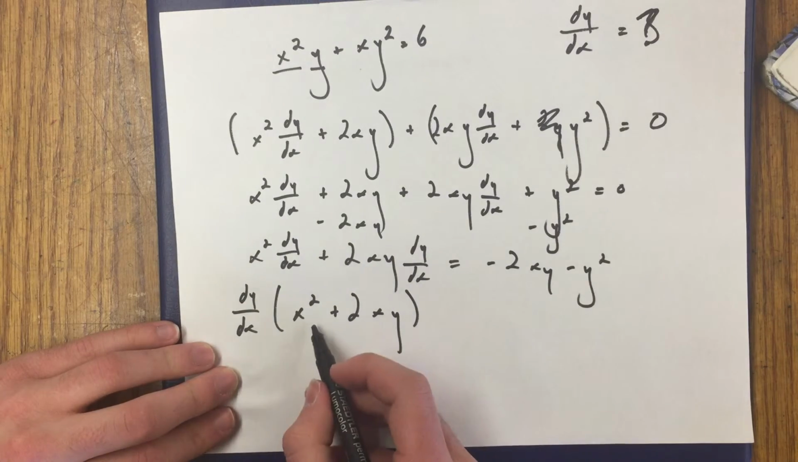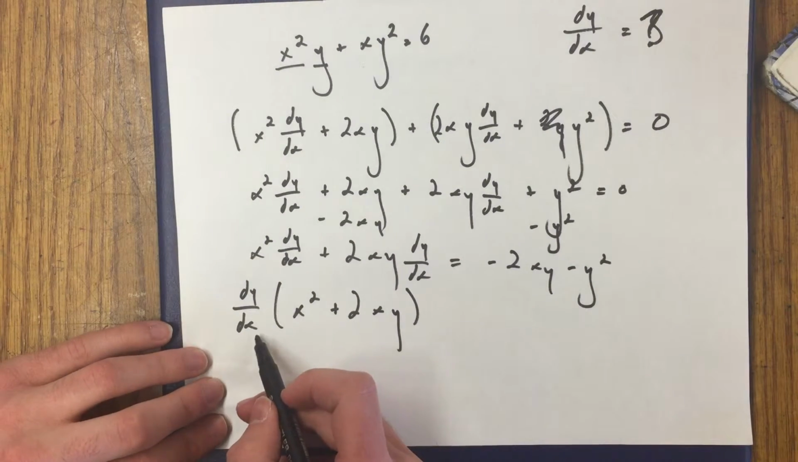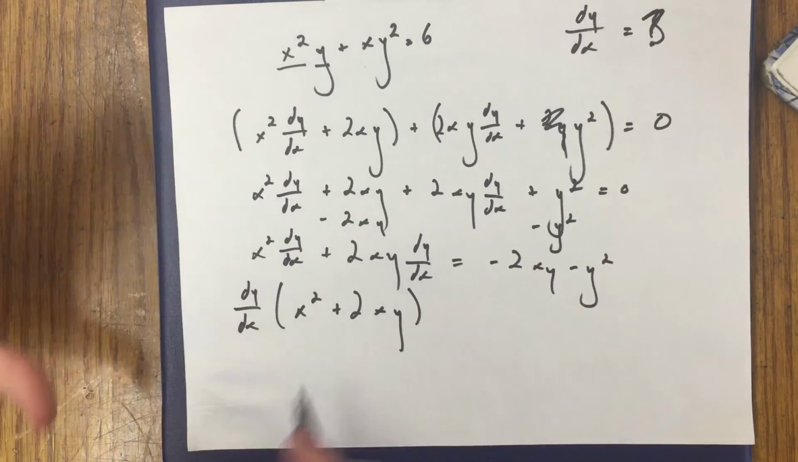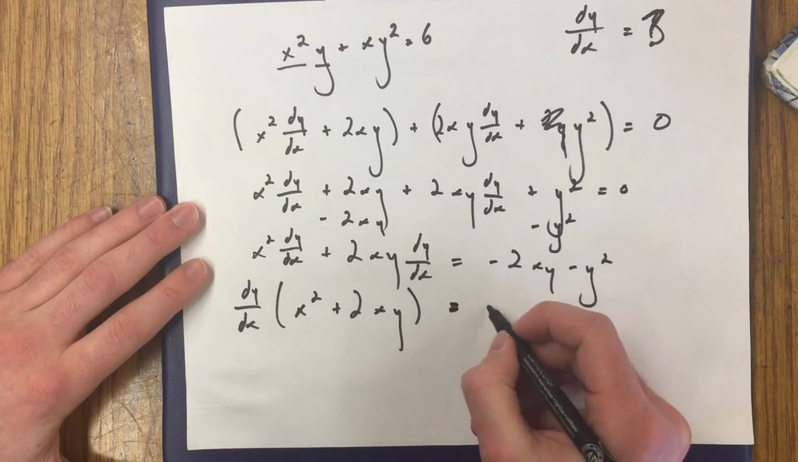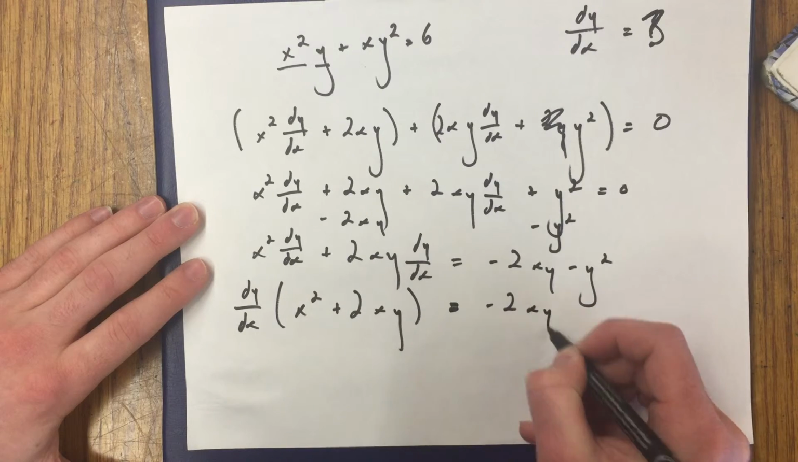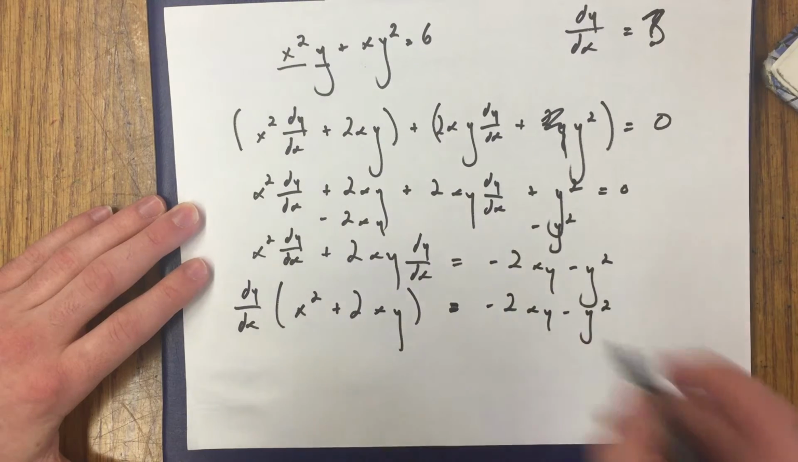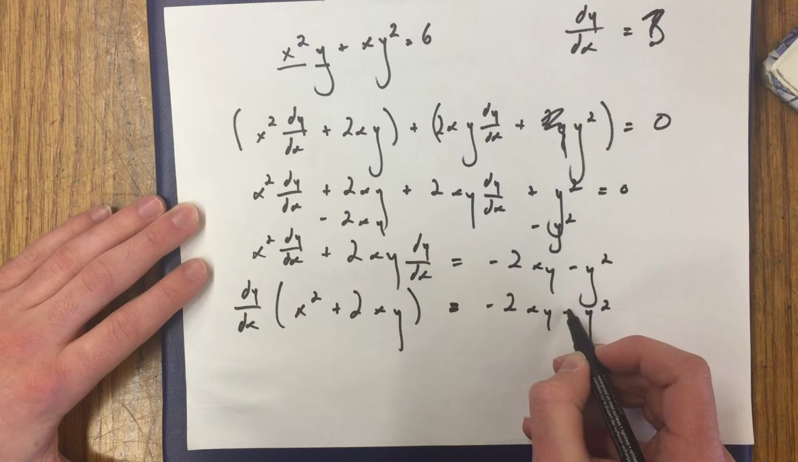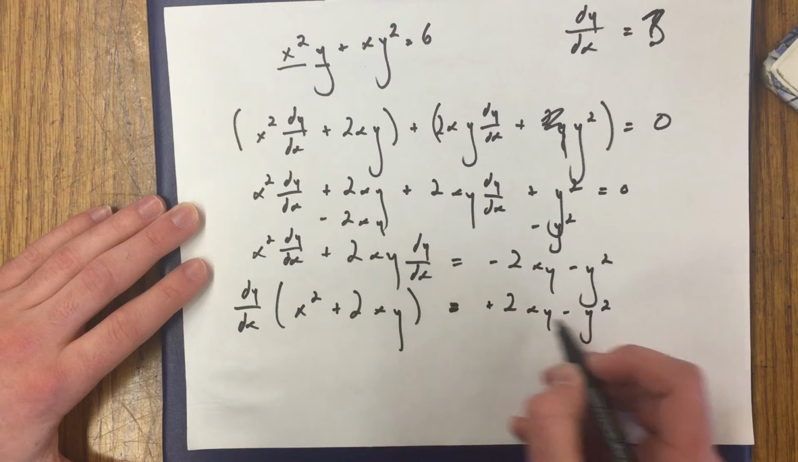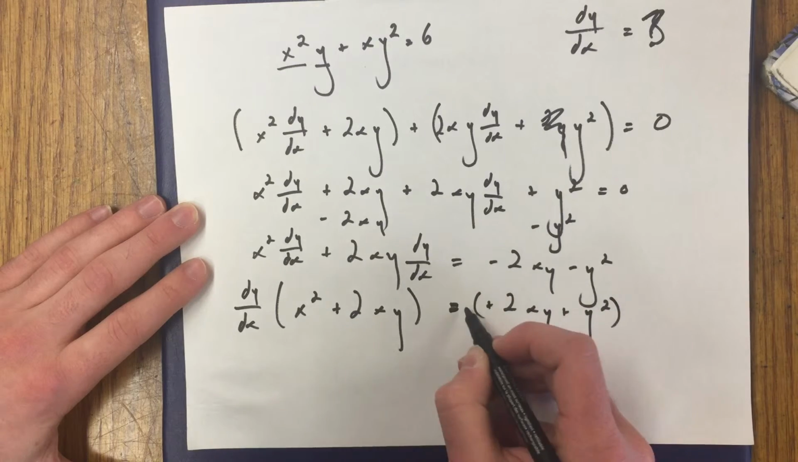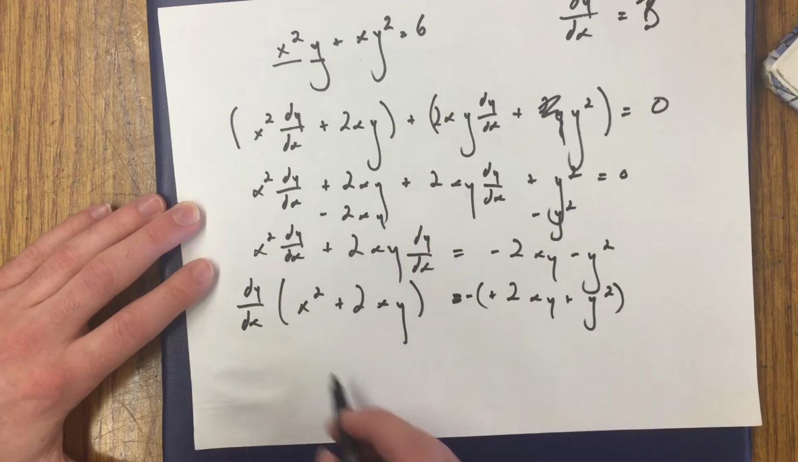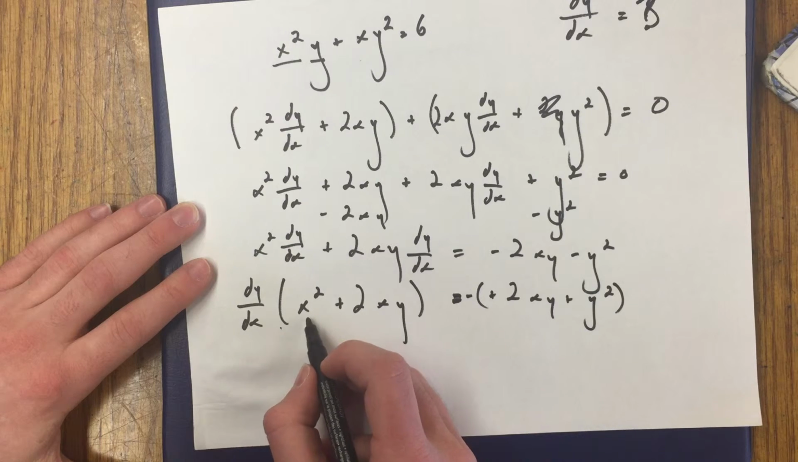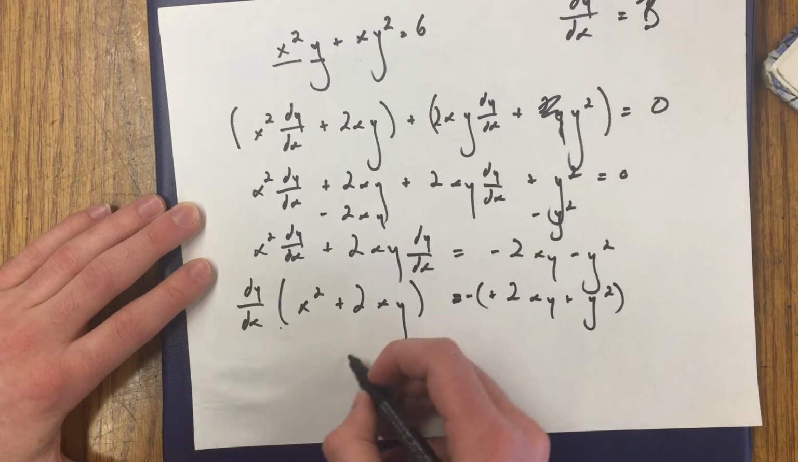And we could factor out an x, but the point is to get dy/dx on its own, so that would just add another step that we'd have to undo. So I'm going to leave that in here, equals negative 2xy minus y squared. I'm going to factor out a negative 1 out of this side, so I'm going to make these positive and just put a negative on the outside, because that'll make this next step easier. So I'm going to divide both sides by x squared plus 2xy to get dy/dx on its own.